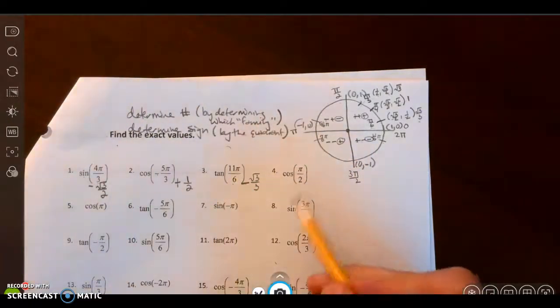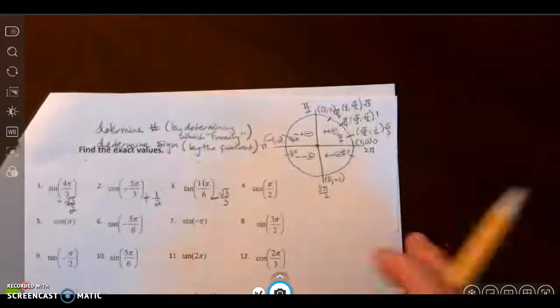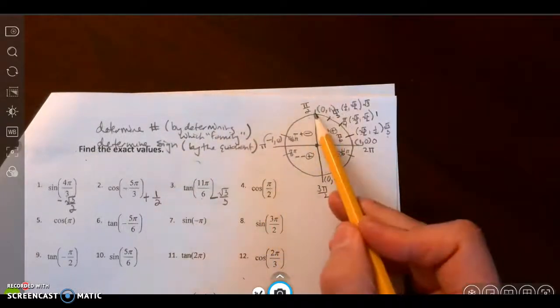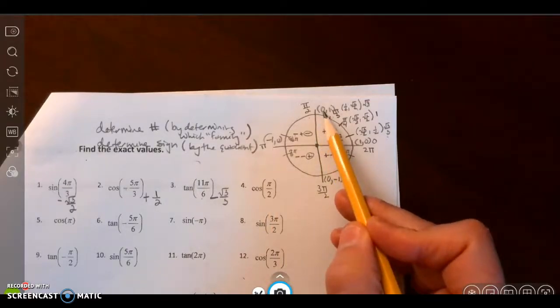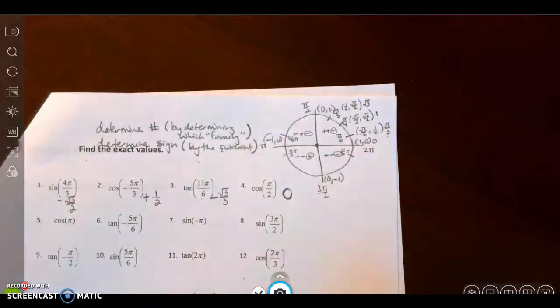All right. Cosine of pi over 2. Well, I know it's right up here. That's where pi over 2 is. The cosine is the x-coordinate, so that is simply 0. Let's try some more challenging ones.